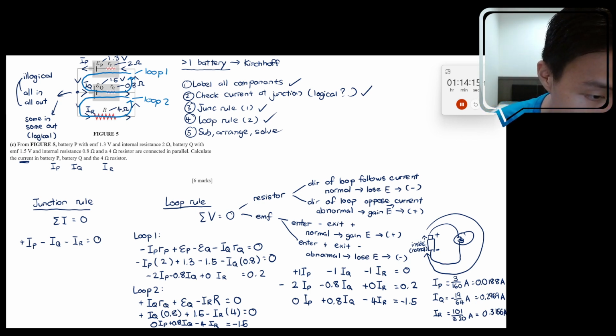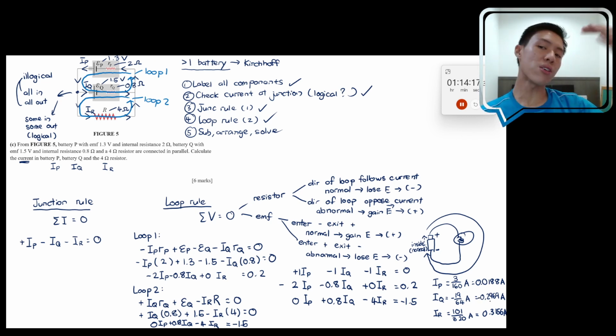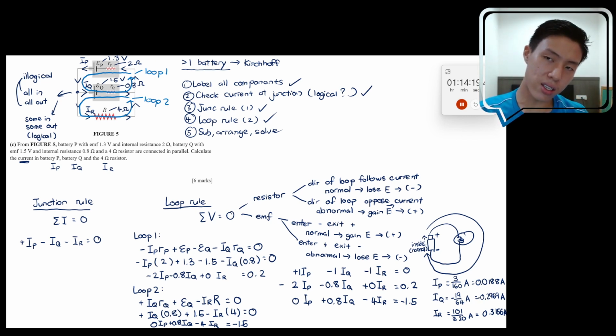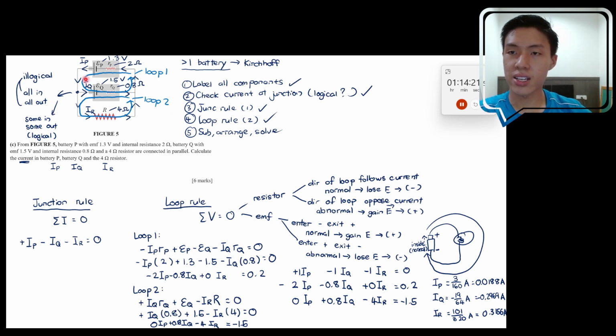Okay, remember the negative sign. If you are using a different current direction, let's say you assume IP to flow this way, then your answer will have the opposite sign to mine. If you choose a different direction for IP, you get a different sign from mine. If you have the same direction of IP as mine, you get the same answer as mine.